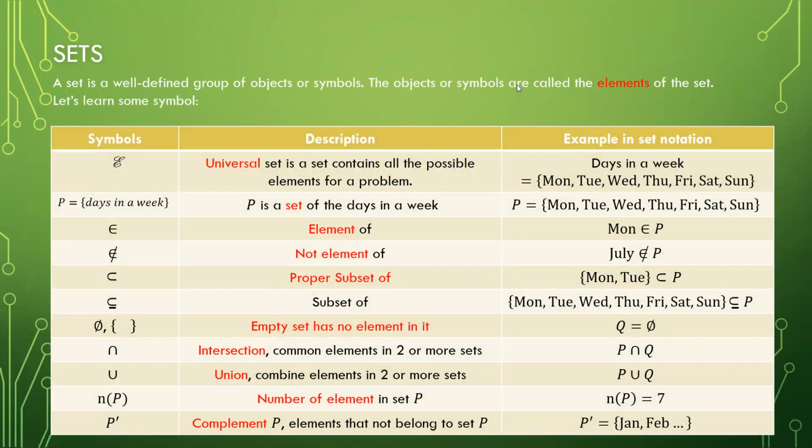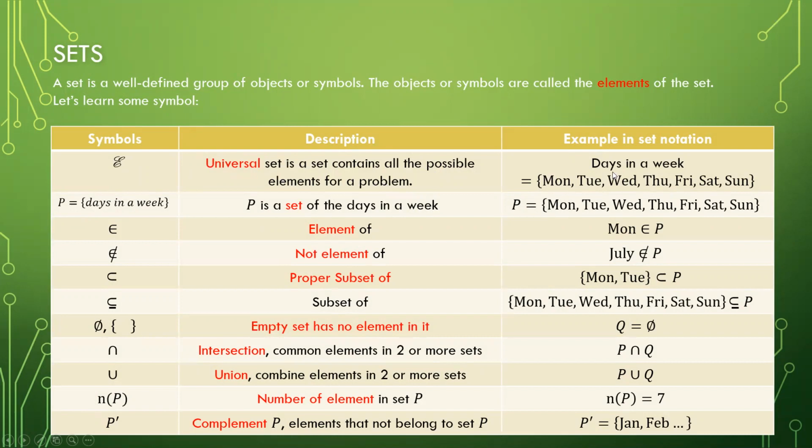A set is actually a well-defined group of objects or symbols. The objects and symbols are called elements, the elements of the set. Let's learn some symbols from here. You can see there is an epsilon here, which is normally what we call the universal set. It's a set that contains all the possible elements of the problem.